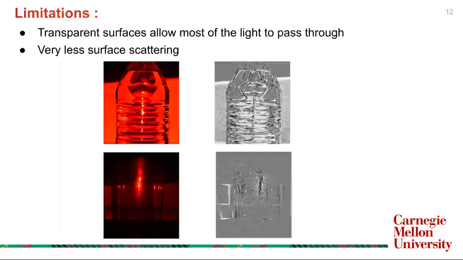So the reason behind this is, in case of transparent surfaces, most of the light undergoes internal reflections, and very small amount of light undergoes surface scattering. Since laser speckle imaging relies on surface scattering, it is extremely hard to recognize the surface scattering here.